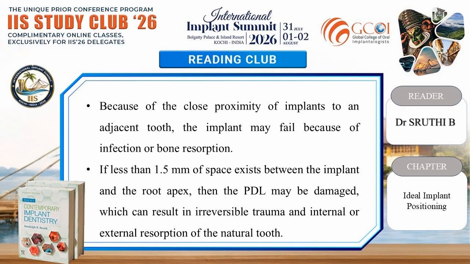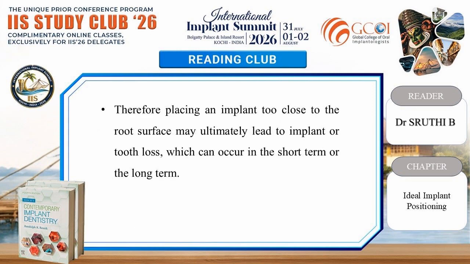If less than 1.5 mm of space exists between the implant and the root apex, then the periodontal ligament may be damaged, which can result in irreversible trauma and internal or external resorption of the natural tooth. Therefore, placing an implant too close to the root surface may ultimately lead to implant or tooth loss, which can occur in the short term or the long term.